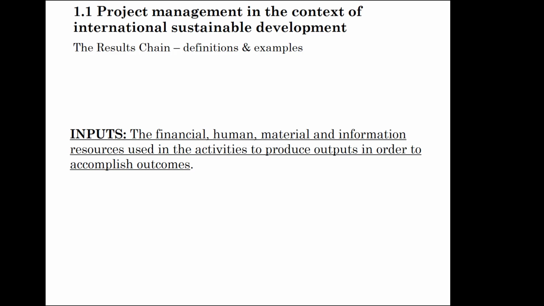The inputs are, of course, the resources that you need to develop such activities for producing the outputs. They are the financial, the human, the material, and the information resources that are used in these activities that are needed to produce these outputs in order to accomplish the outcomes, in order to accomplish the goal of the project. So inputs are the lowest level in project planning.